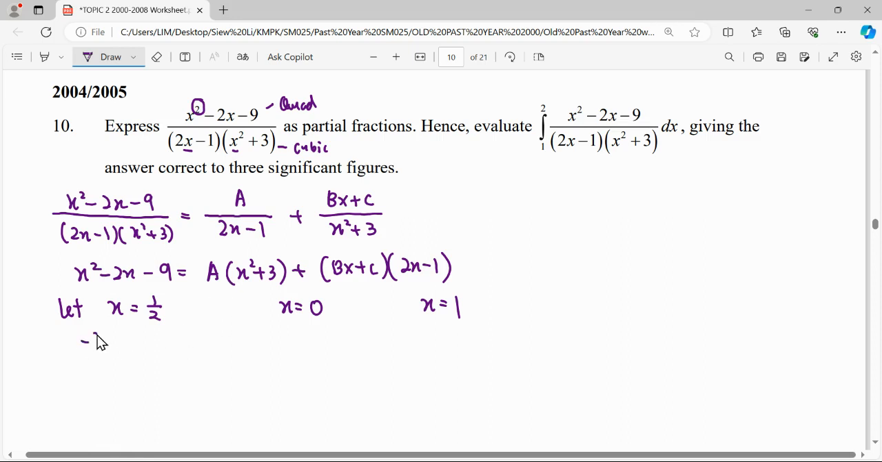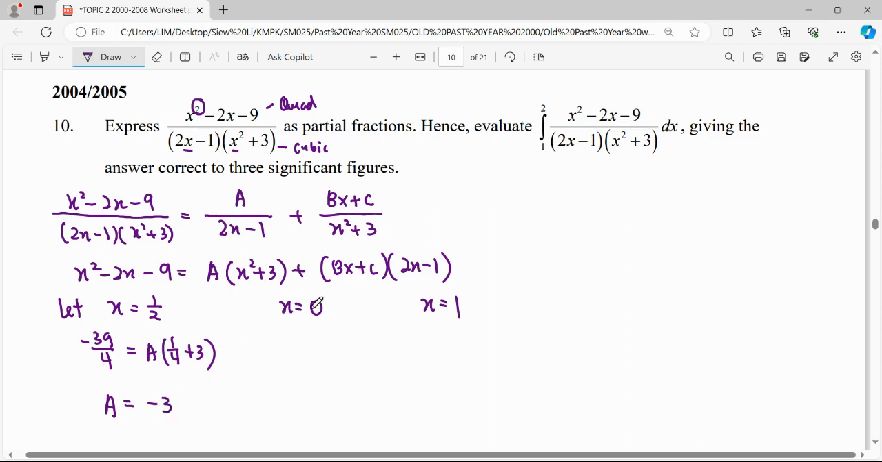It gives us negative 39 over 4. So when we substitute 1 over 2 here, 1 over 4 plus 3. Then when we substitute 1 over 2, this factor makes it 0, so everything will become 0. We will manage to find A first. So A will give us negative 3.